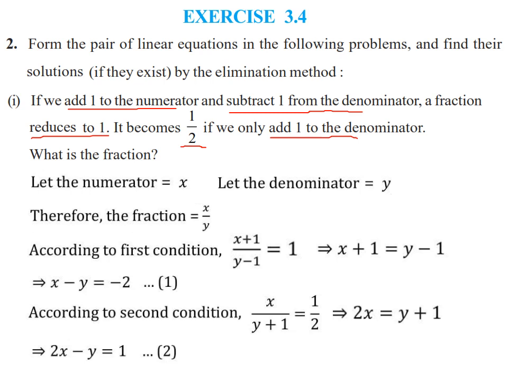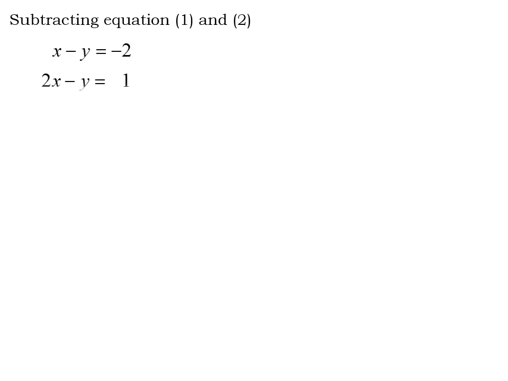Now we have to apply subtraction. Here we can see the coefficient of y is already numerically equal, so we don't have to multiply or divide anything. So just subtract both equations, equation number 1 and equation number 2. My first equation is x minus y equals minus 2 and the second equation is 2x minus y equals 1.